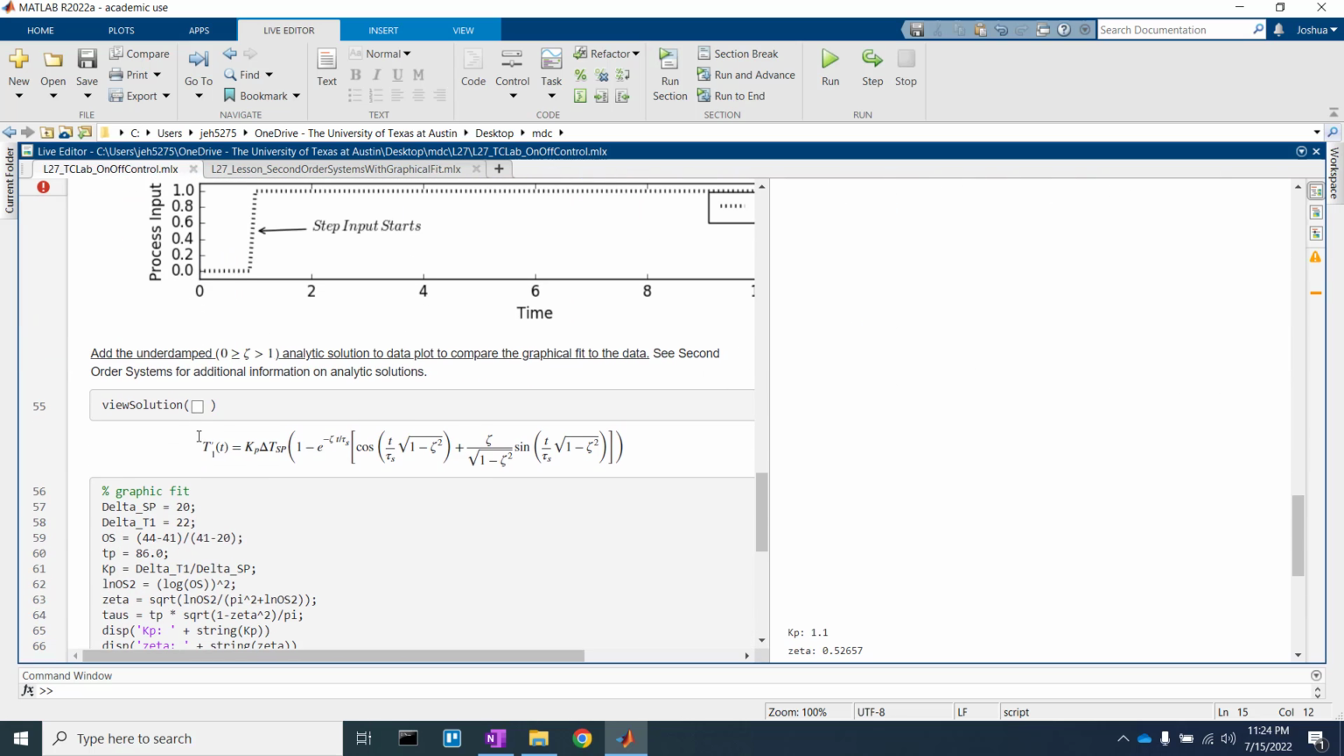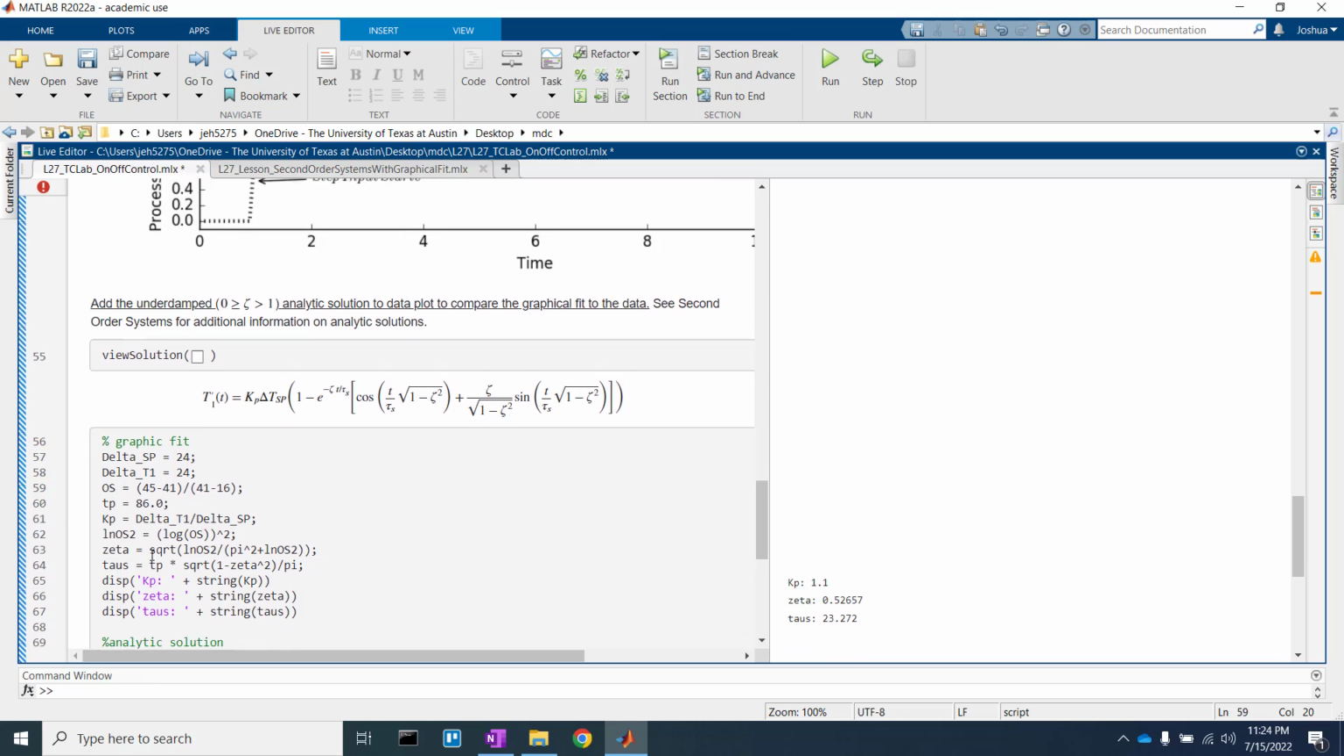Graphical fit, so with delta set point here, that's going to be 24. Forgot we already had this down here. Delta T1, we went ahead and said that went to 41 from 16, so it was 25. So the overshoot was 44 minus 41. That's close, we were going to say that's 45. And our 41 over 21, instead that was an initial 16.